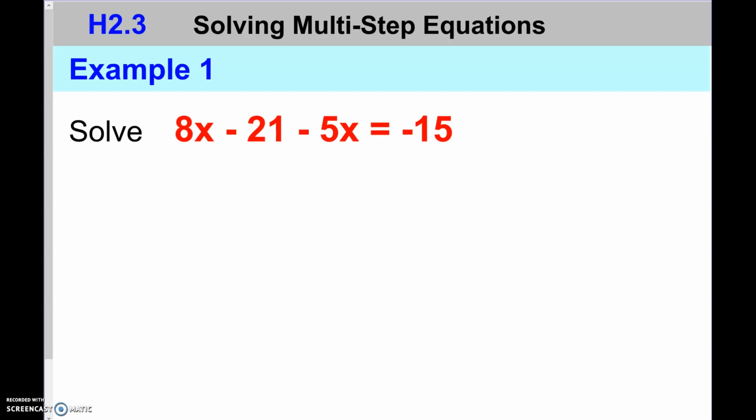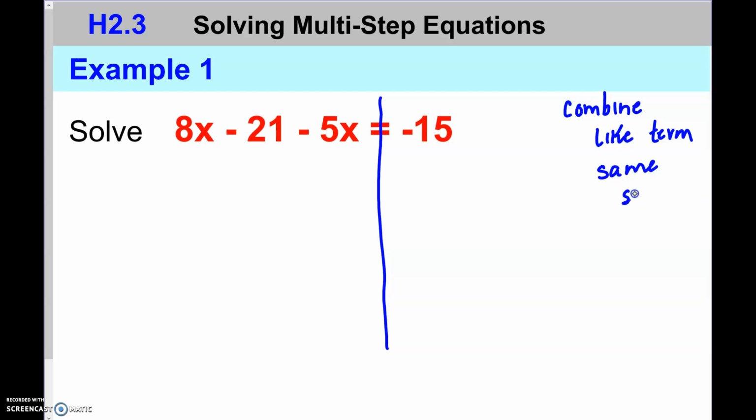All right, so if you look, we've got some x's, we've got some constants, and we have an equal sign. So I'm going to draw my line down. And typically what we like to do is get all like terms together first. So we are going to combine like terms that are on the same side, okay?